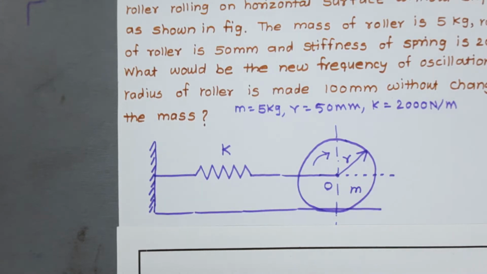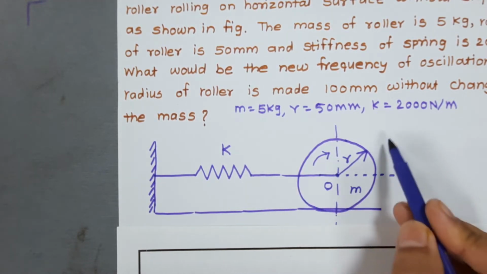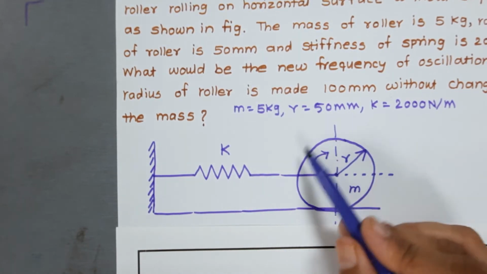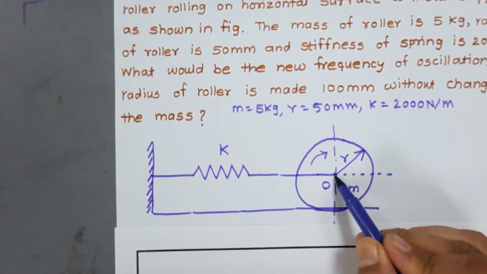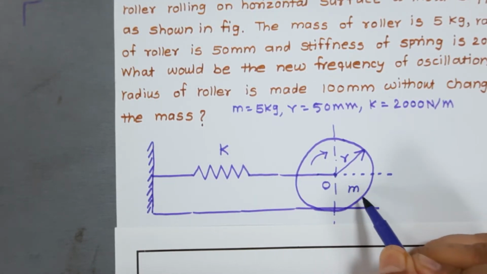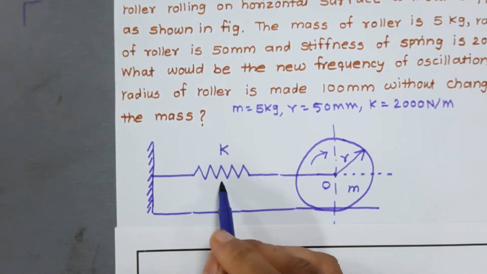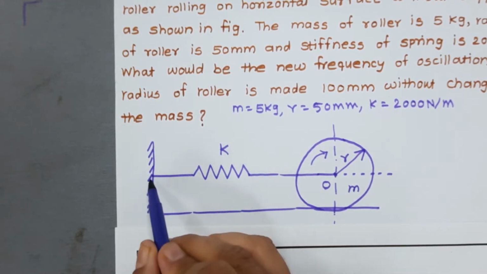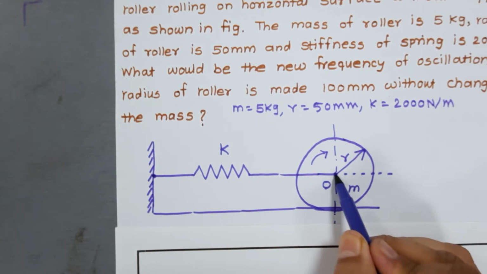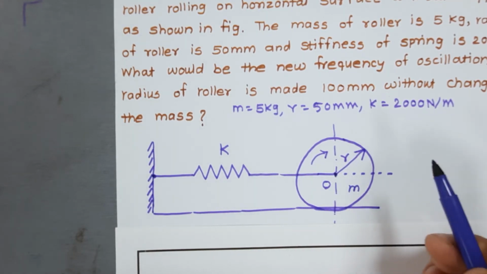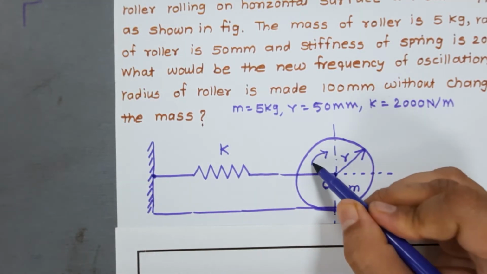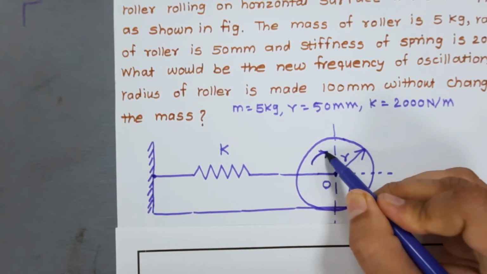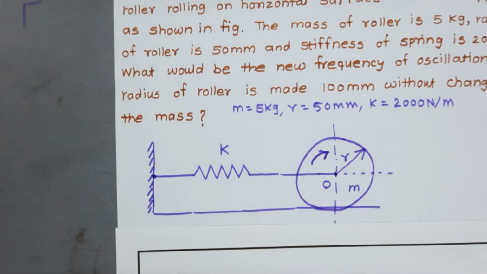Now here in this given diagram, this is a circular roller having radius R, O is the center, M is the mass of the roller. Now K is the spring attached to this mass. One end of the spring is attached to the fixed surface, another end is attached to the center of this roller. So here the direction of rotation of this roller is given in clockwise direction, as it is rotated in clockwise direction. So this is the given data.